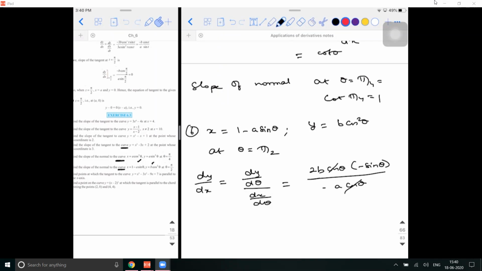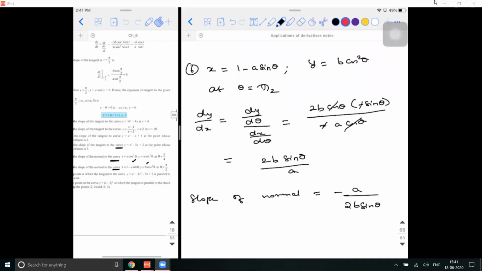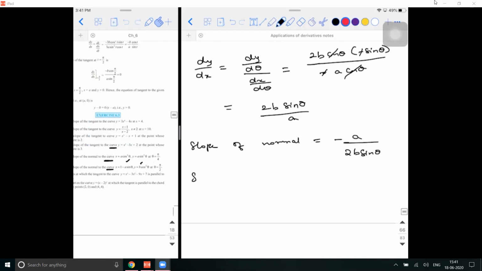So cos theta is gone, minus will get cancelled. So you're left with 2b sin theta divided by a. So slope of normal will be minus a divided by, it's a reciprocal of this, no? Minus a divided by 2b sin theta at theta is equal to pi by 2, right? So slope of normal at theta is equal to pi by 2 will give me what? This, minus a divided by 2, as sin pi by 2 is 1. Right?